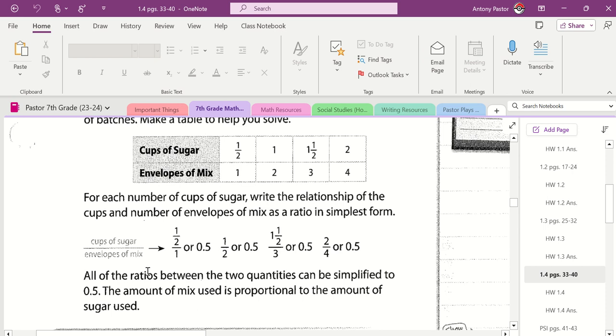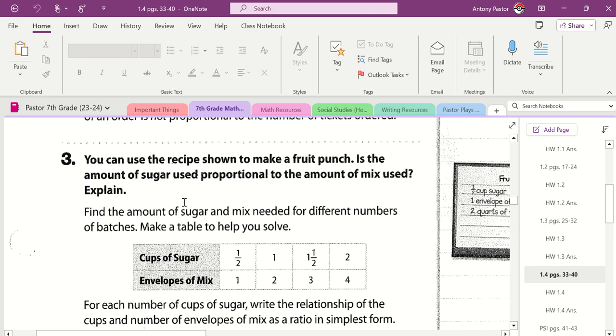Therefore, each envelope of mix will use a 1/2 cup of sugar each time. So all the ratios are equal. They are all equivalent ratios. There is a relationship between each of the ratios, and it is constant. Therefore, this is proportional.